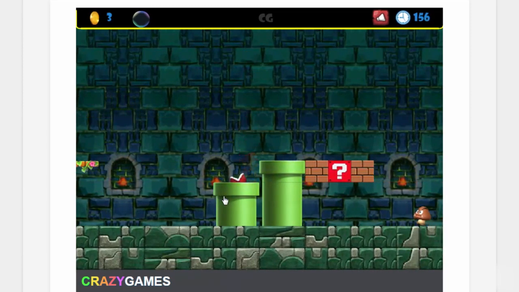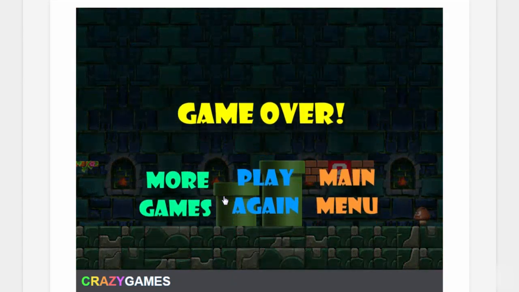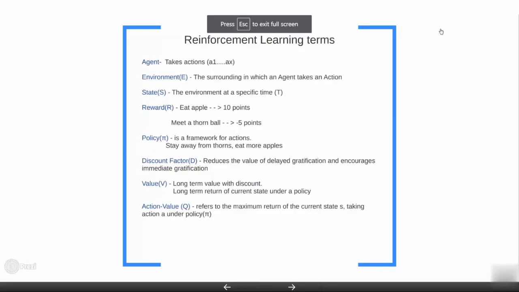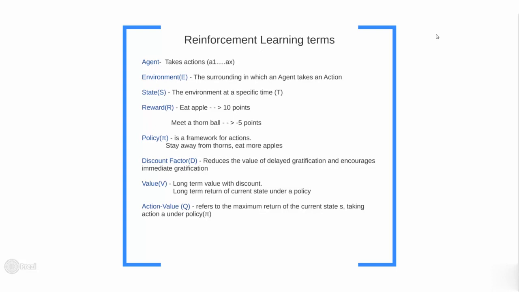Another serious example could be high frequency trading, where the portfolio makes a decision of a trade and tries to maximize the profit it receives over a set of trades. So these are the terms which you should be clear on before we actually look at the architecture.